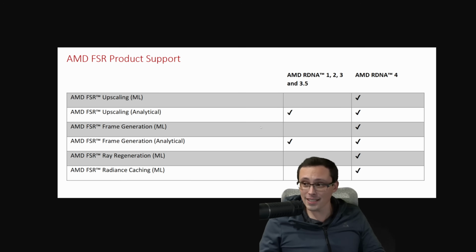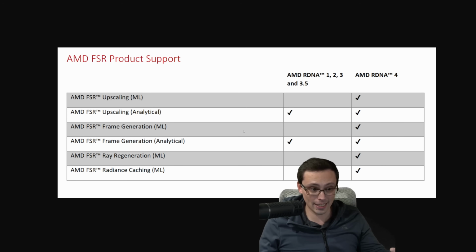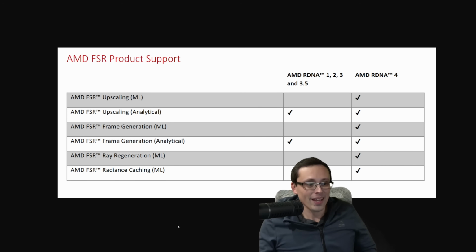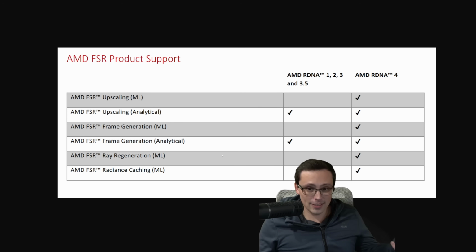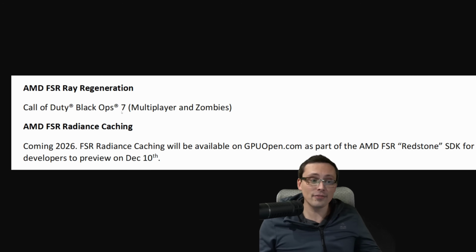Now, this is really the only new thing for us to test today. More on that in a minute. Now, FSR Ray Regeneration, machine learning based, is still exclusive to RDNA 4, and FSR Radiance Caching, machine learning based, is exclusive to RDNA 4. And it's so exclusive that it's not available in any games yet at this time.